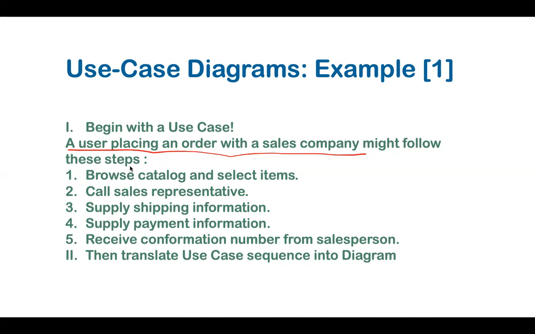Now it is these features that we're going to convert into use cases, whereby one of them is we have to ensure that the user can browse the catalog and select the items they want to do what? To basically make orders on. Then they can call the sales representative. Then the shipping information has to be provided. Payment information has also to be what? Provided. Then they can receive confirmation number from the sales what? Person. Then translate use case sequence into diagram here.